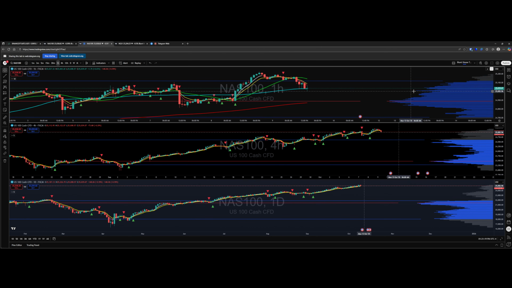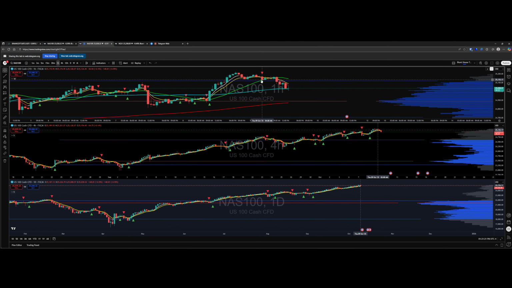Break one level, find the next. There's your sell signal. There's the next level down. You know that's going to be a target. That would be an opportunity to take money off or add to a short, however you want to play it.